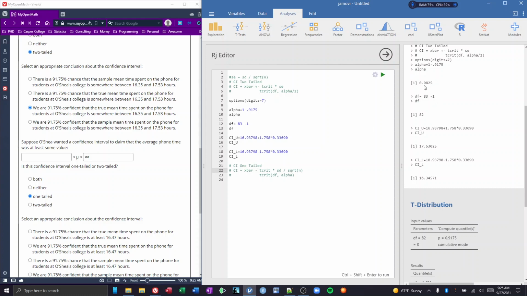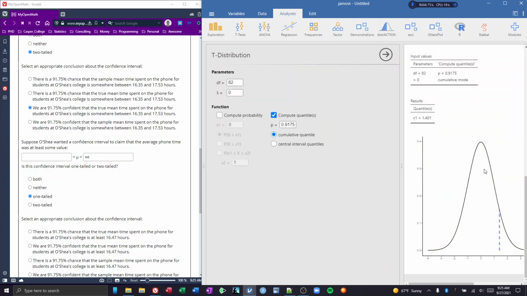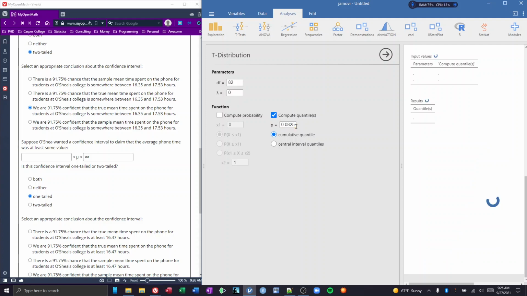We're actually going to need this alpha value, this 0.0825. Remember that. We need this 0.0825 because when it says the cumulative quantile, it's putting all of that 91% into this side and our error in this side. So we have 8% roughly of error on this side. If we want to flip it to the other side, we can do 0.825 and hit enter, and it just flips it to the other side.